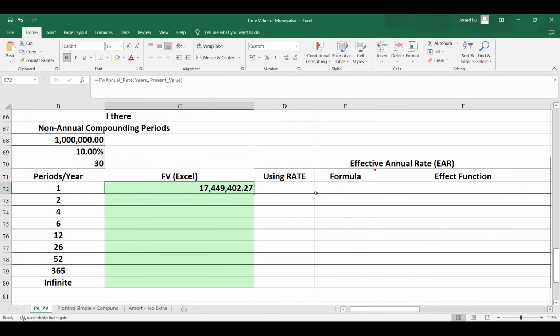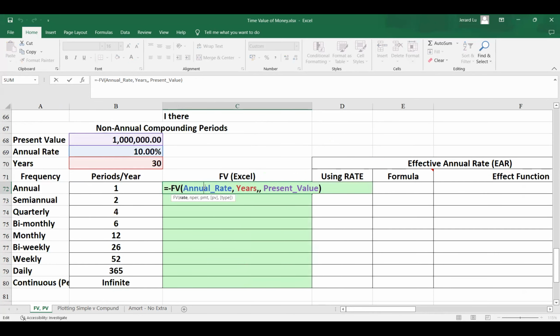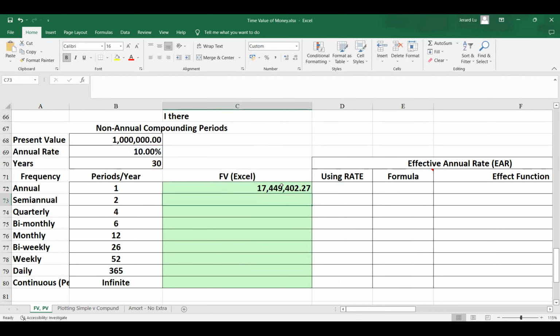Okay, could you kindly explain how you got 17,449? Just put in the formula. Okay. FV: annual rate, years, and present value. Okay. All right. Thank you. Enter it. So let's use this worksheet, Gerard, to discuss the next. Okay, so that's our formula. Now we just want to use one formula and then copy the formula down up to daily so that we get the semi-annual, quarterly, bi-monthly, etc.